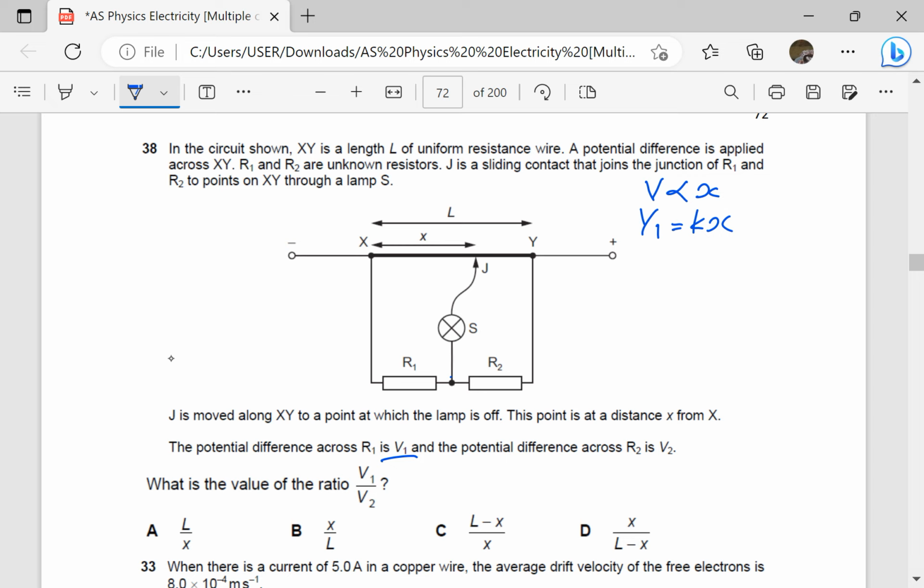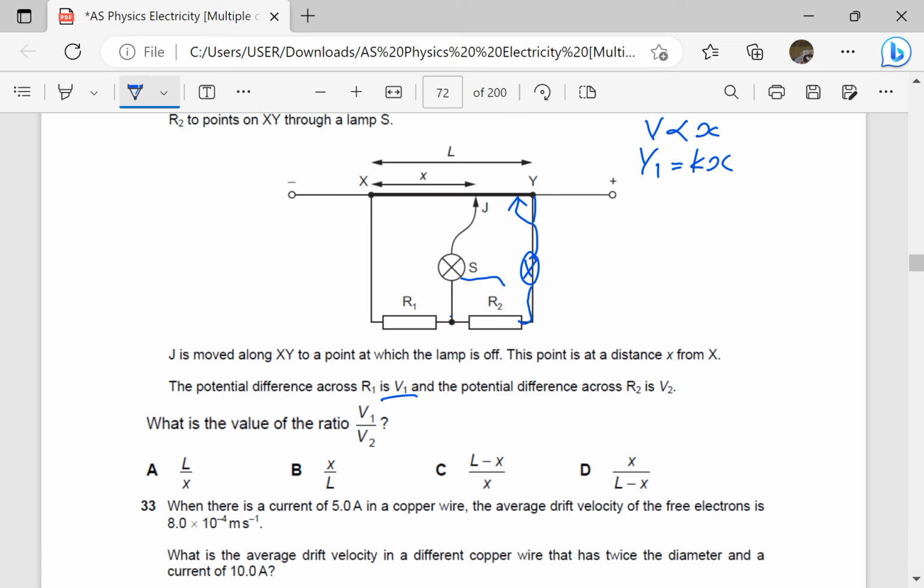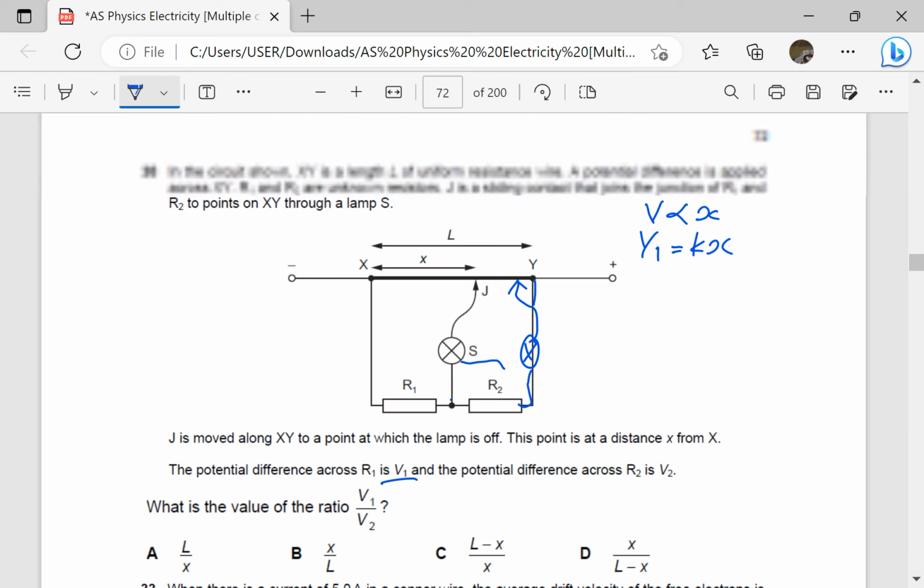But to find R2, we can now transfer this to this point here. We put our lamp somewhere here and we find a new balance length. And they have told us that if we put it at Y, then the length is going to be L. So we shall just say V1 plus V2 is going to give us a constant times L.